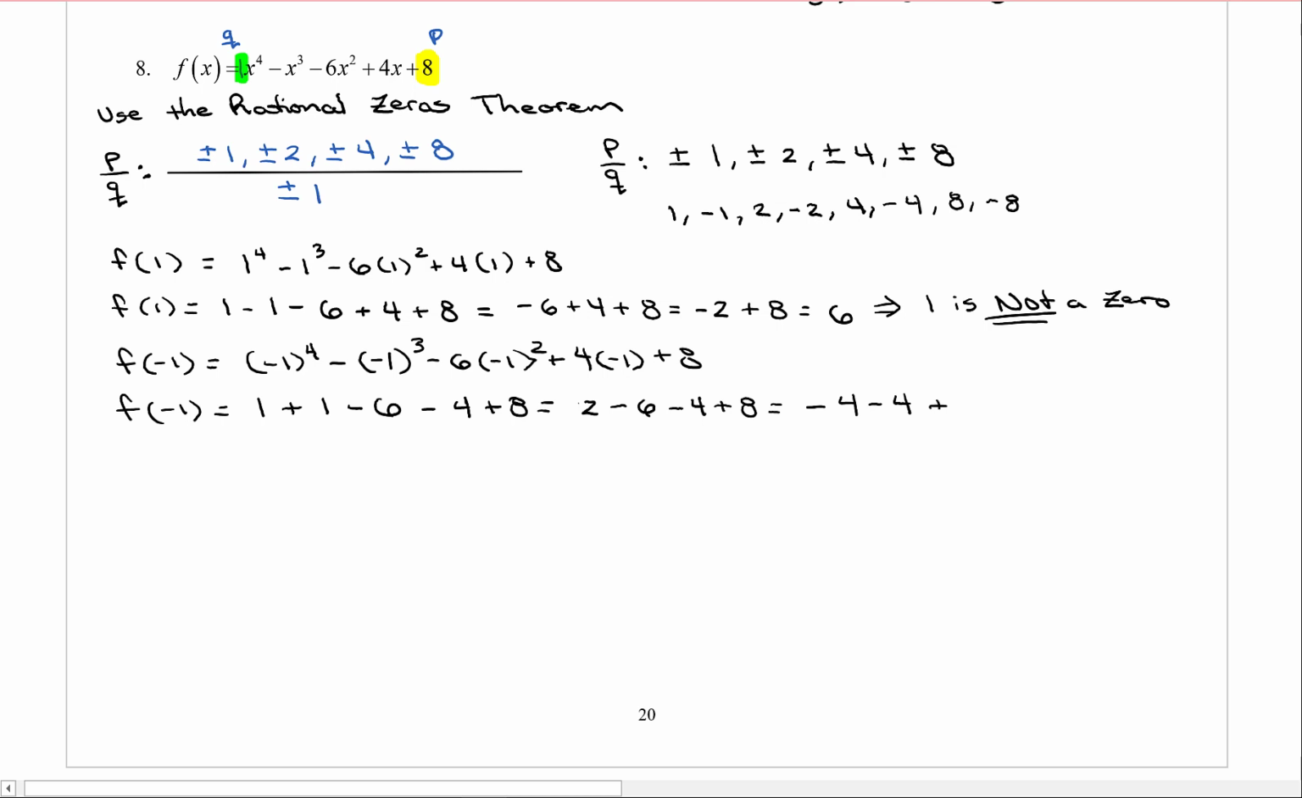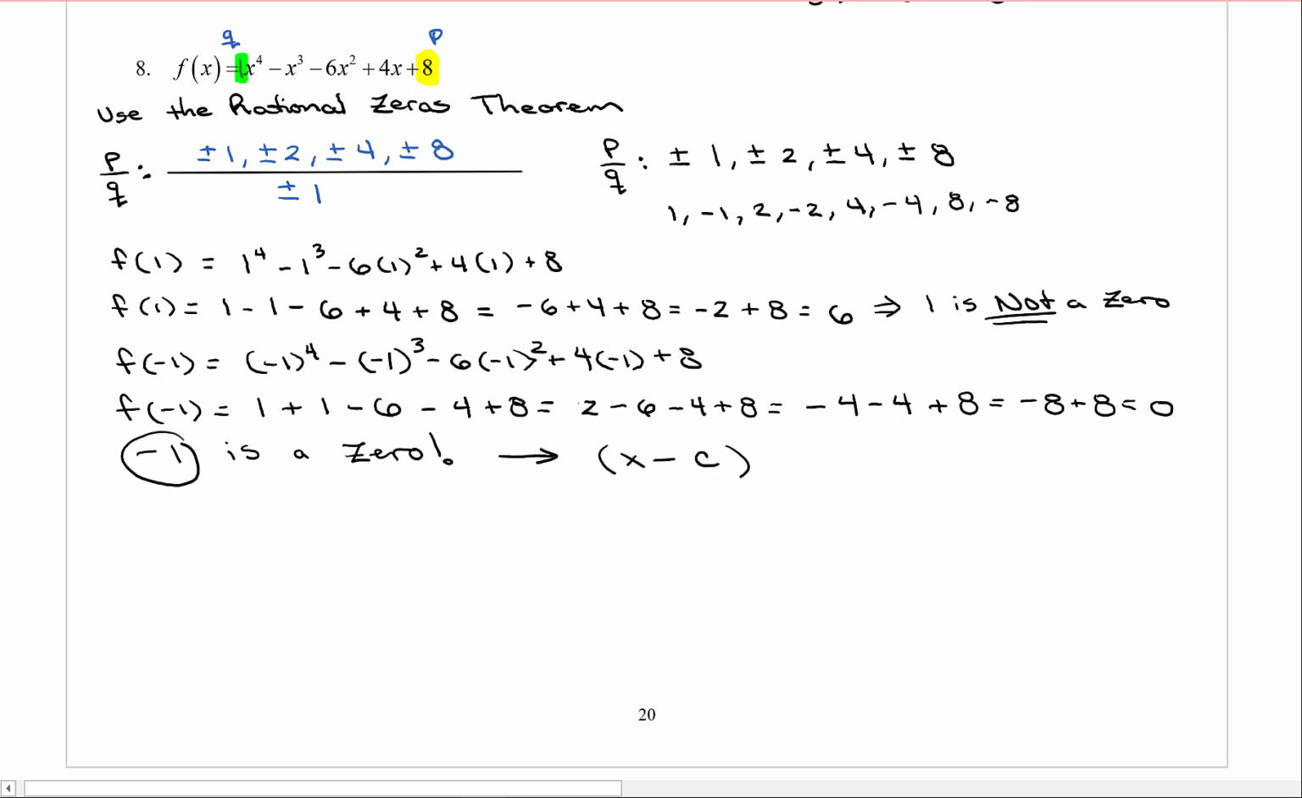So it looks like I end up with -4 minus 4 plus 8, and that's -8 plus 8, which is equal to 0. Yes! So -1 is a 0. I get so happy when I actually go through this process and I find a 0, right? Because it feels like this might be a never-ending process. And when you finally get there, it's just a very satisfying feeling, I think, when you find a 0.